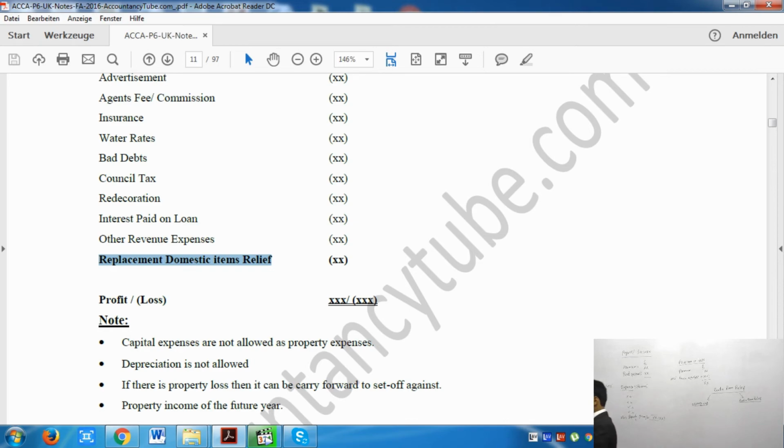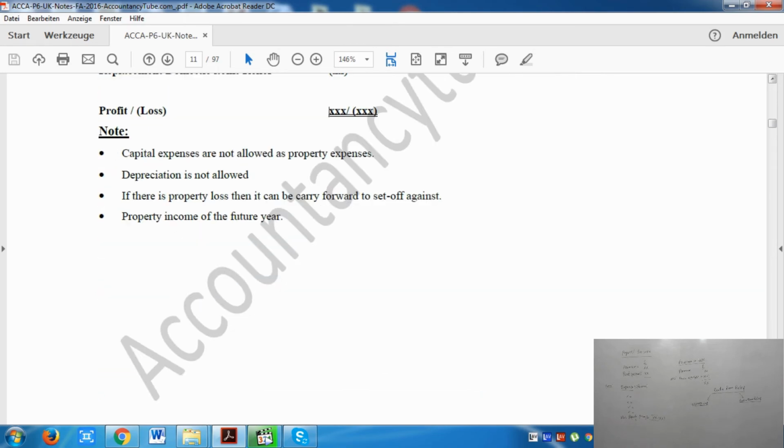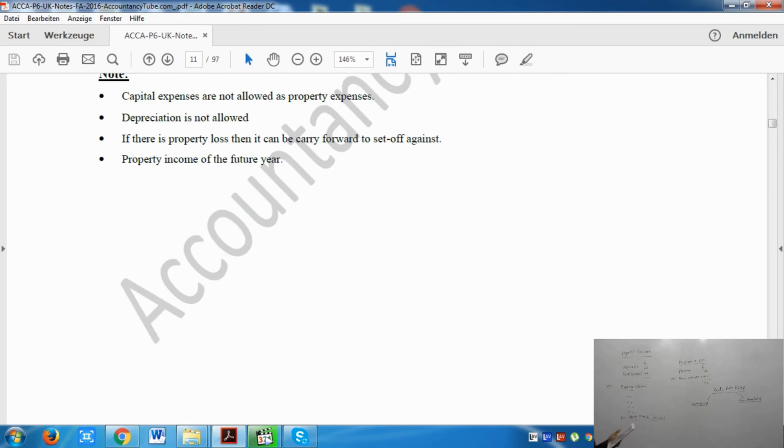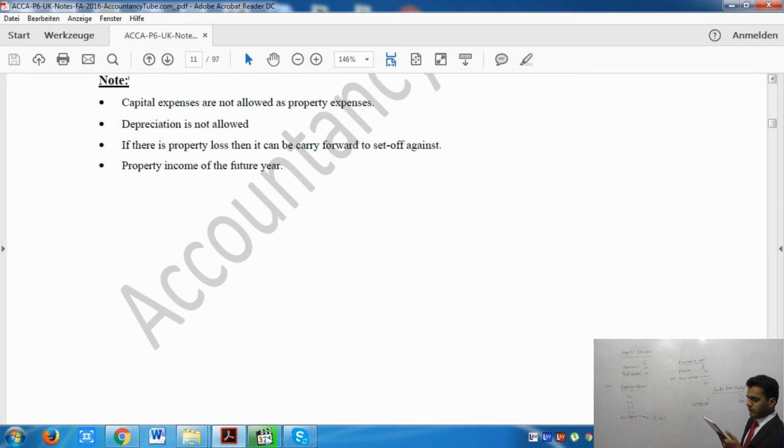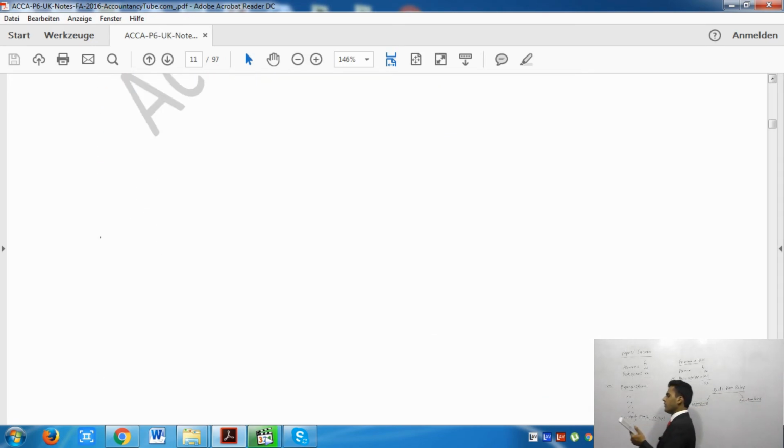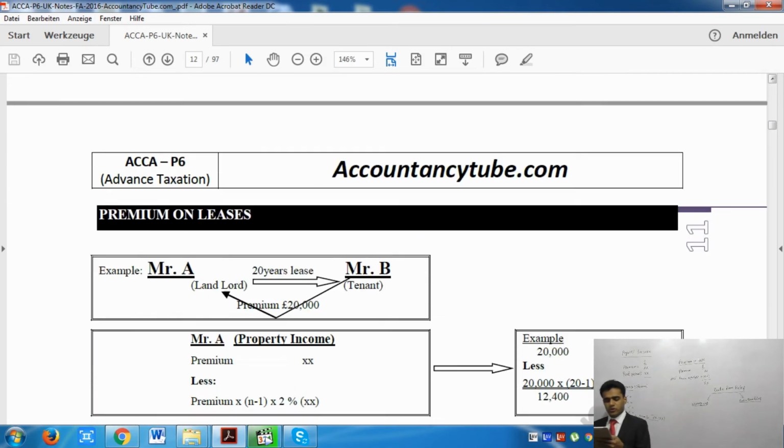Now the net figure will be either a profit or a loss. And again, if it is a loss, you can carry it forward and set it off against the property profit of future years. Now in the notes it says capital expenses are not allowed as property expenses. As I said to you earlier, depreciation is not allowed. That is an important point. We cannot deduct depreciation from this property income. If there is a property loss, it can be carried forward to set off against property income of future years. I've already mentioned that as well.